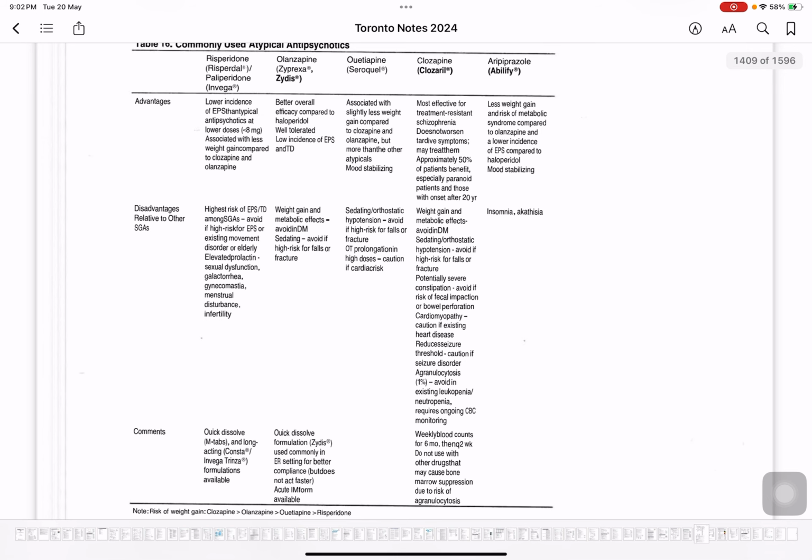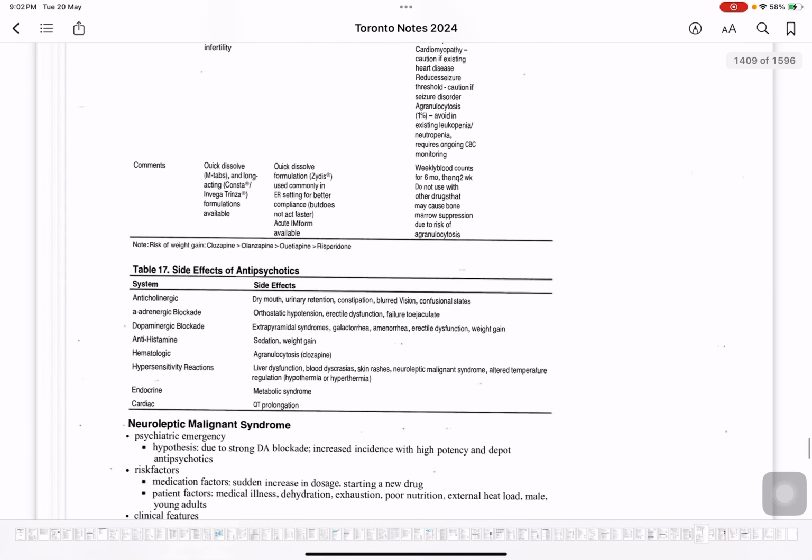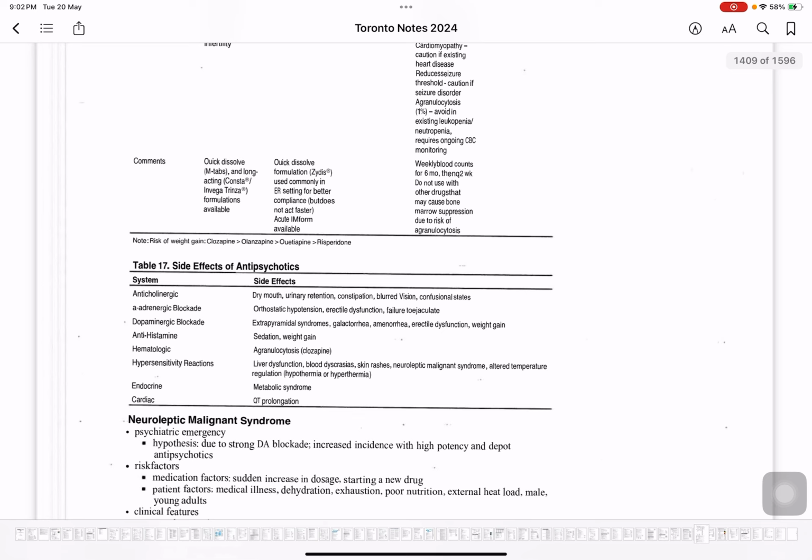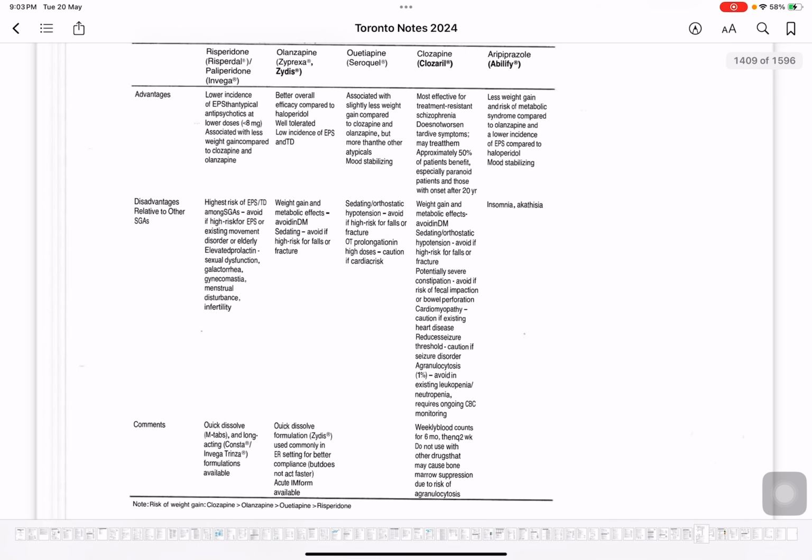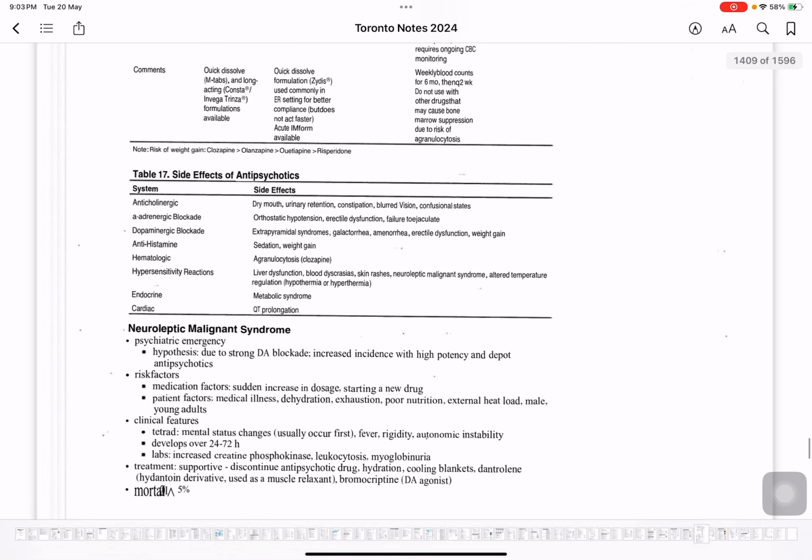Okay, so that's that. Even in the notes they say risk of weight gain: clozapine has the most, then olanzapine, then quetiapine, then risperidone. So you can learn this by heart. All the things that I've mentioned here in this table, a lot of questions come from there on the QE1 exam. So make sure you learn them by heart.